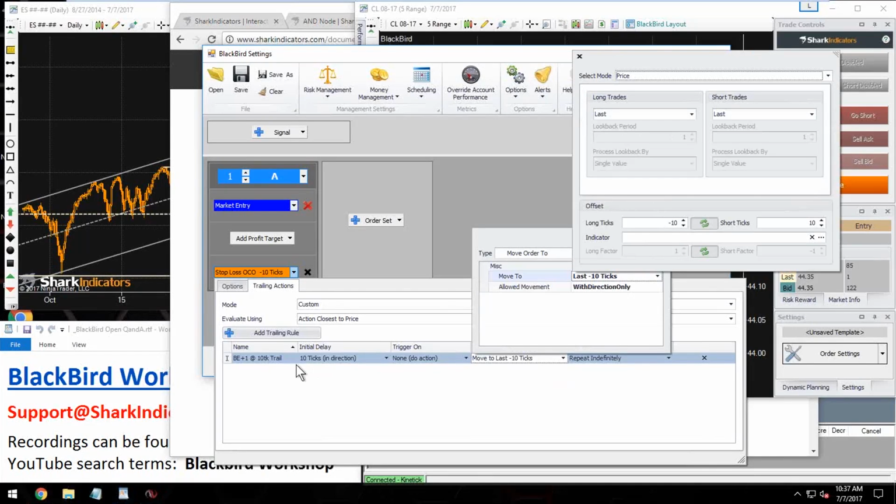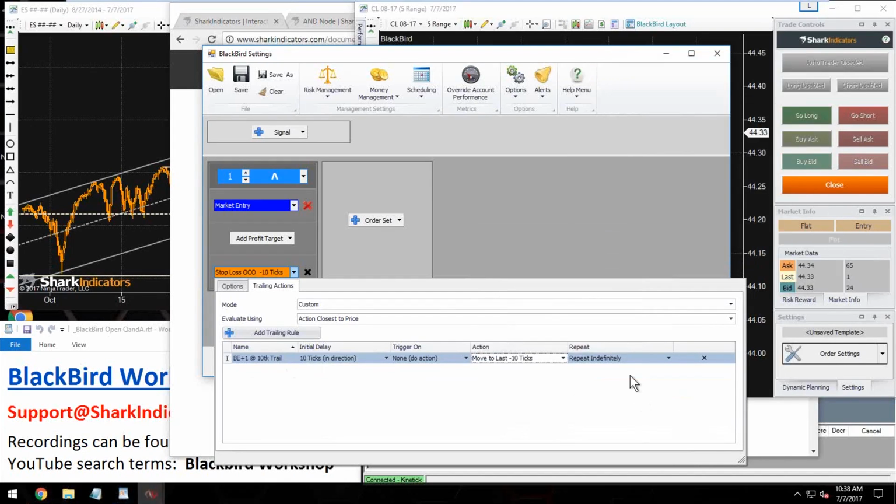And then when the market keeps moving in the direction of your trade, this action is constantly going to be taking the last price, subtracting 10 ticks. And so that's what defines a 10 tick trailing stop loss. A 10 tick trailing stop loss is when you take the last price and you keep subtracting 10 ticks and you move your stop loss to that price here.